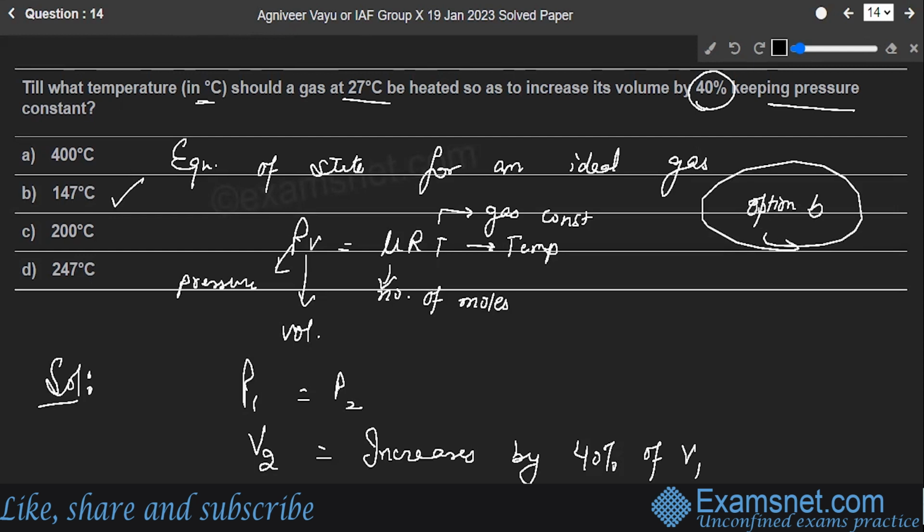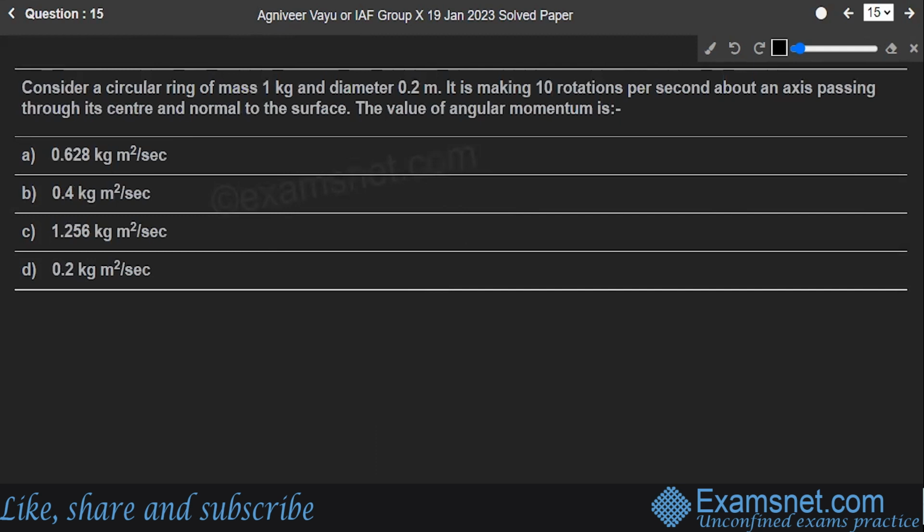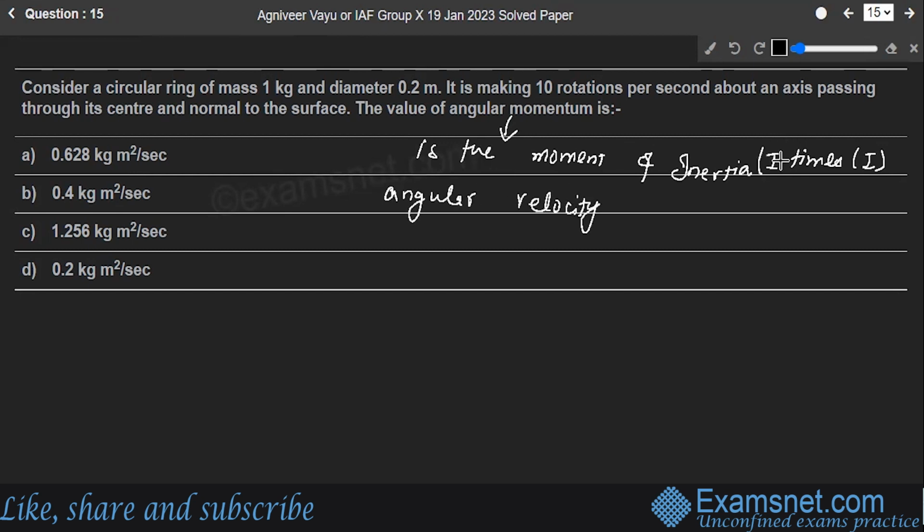Hope you got this. Let's move to the next question, number 15. Consider a circular ring of mass 1 kg and a diameter of 0.2 meters. It is making 10 rotations per second about an axis passing through its center and normal to the surface. The value of the angular momentum is. So, see, the angular momentum or the rotational momentum is the moment of inertia times the angular velocity omega.